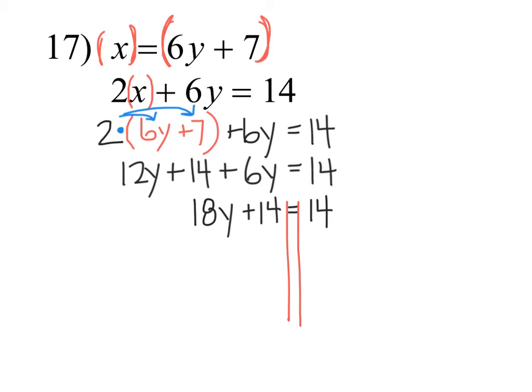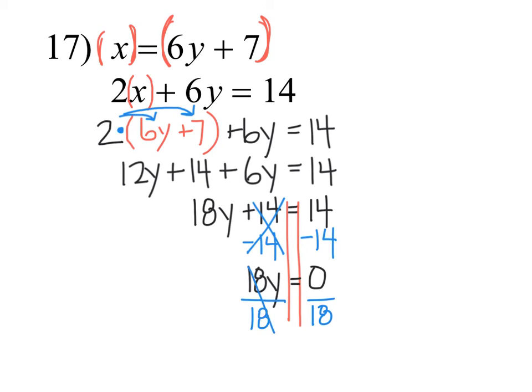When I have 2 numbers, and I have one over here by itself and one attached to the y, I always start with this one over here. It's much easier to get rid of that one by just subtracting. I have a positive 14, so I'll use a negative 14 to cancel. And I have 18y equals 0, because 14 minus 14 is 0. Now to completely isolate y, I'll divide by 18. And I have y equals 0, because 0 divided by anything is always going to be 0.